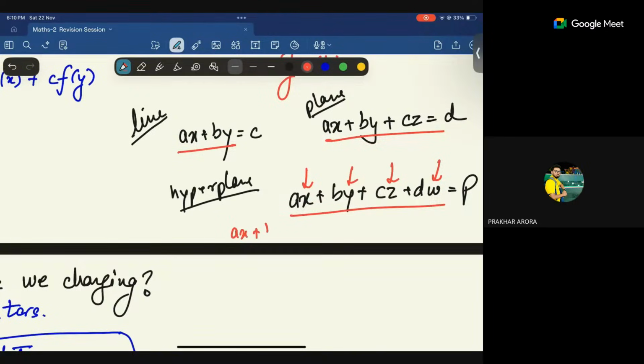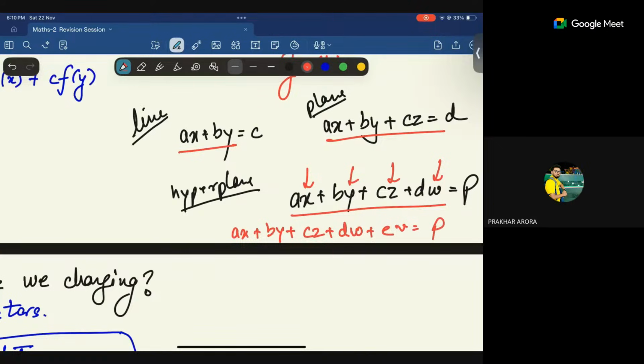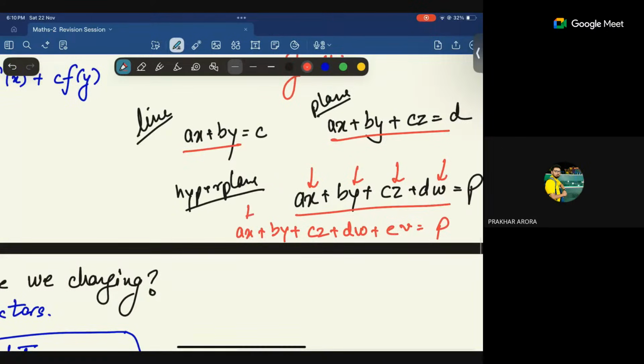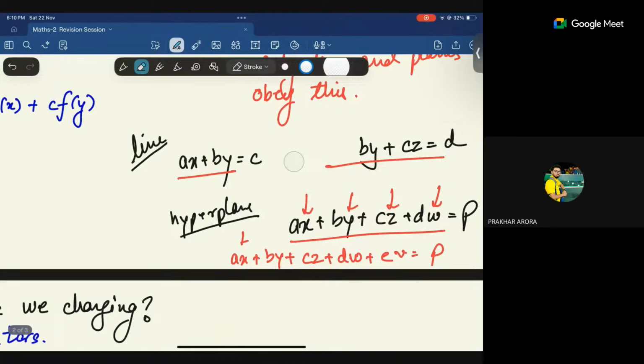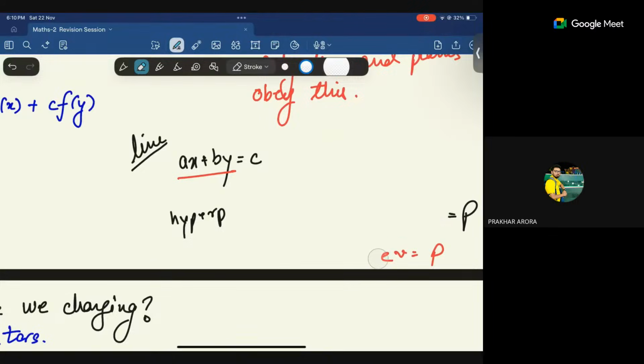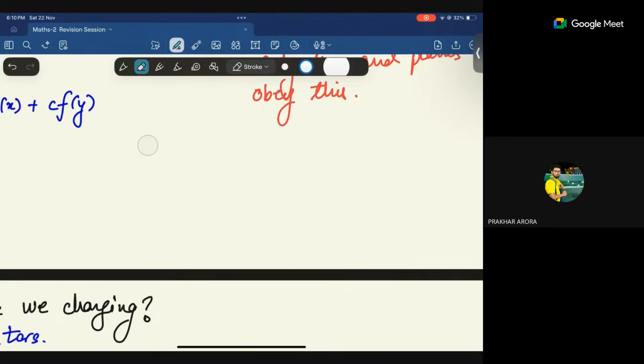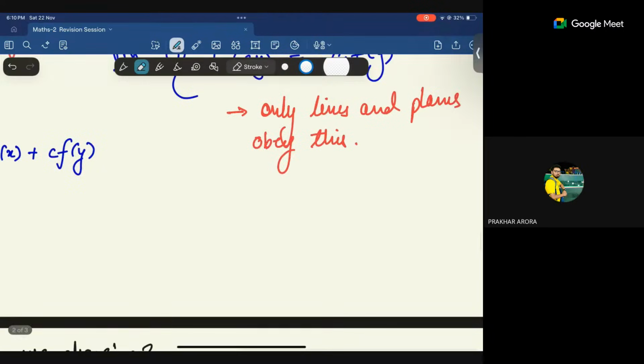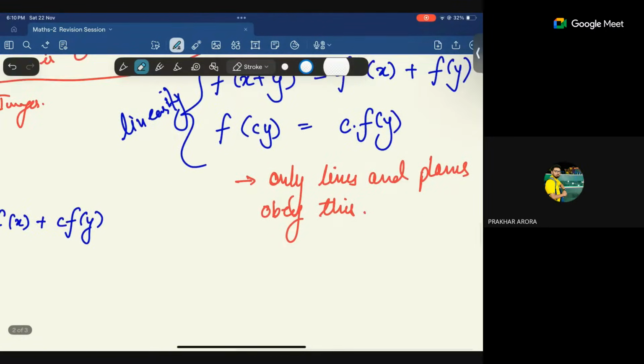If I form an equation like ax plus by plus cz plus dw plus ev equals p, this is also a hyperplane. We don't go about giving names to all the equations. We just say two variables, line; three variables, plane; above that, hyperplane. Is this clear? Navya, is this clear? Great. So this is linearity.